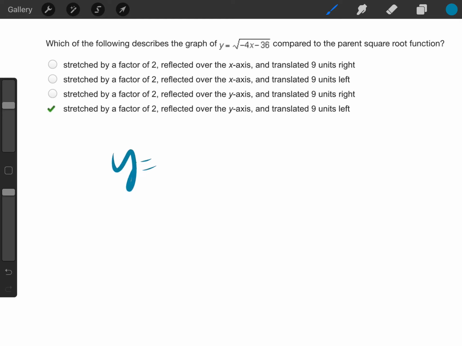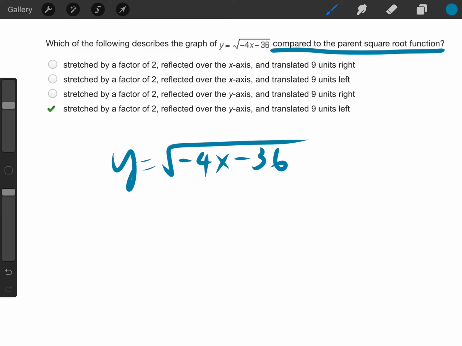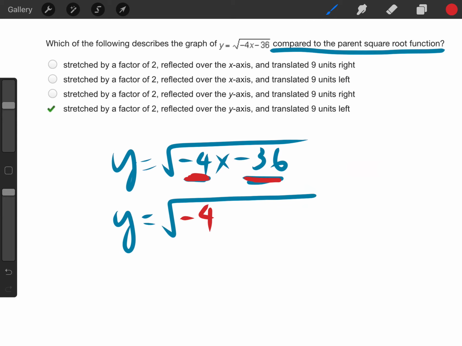So y equals the square root of -4x minus 36. How do you compare that to the parent function? I'm going to tell you this. You need to first factor the -4 from both terms. So it would be -4 times x plus 9.